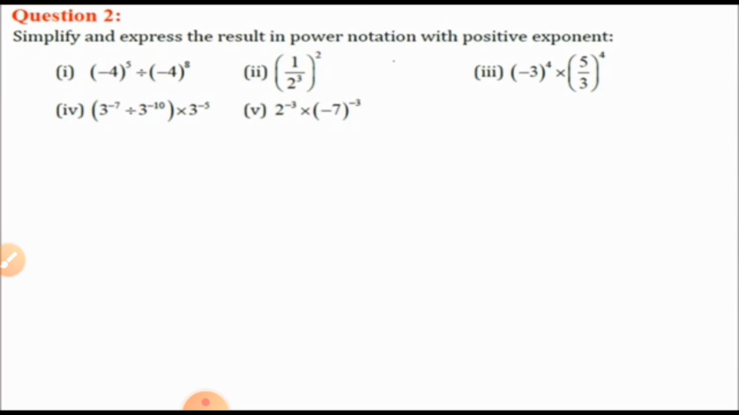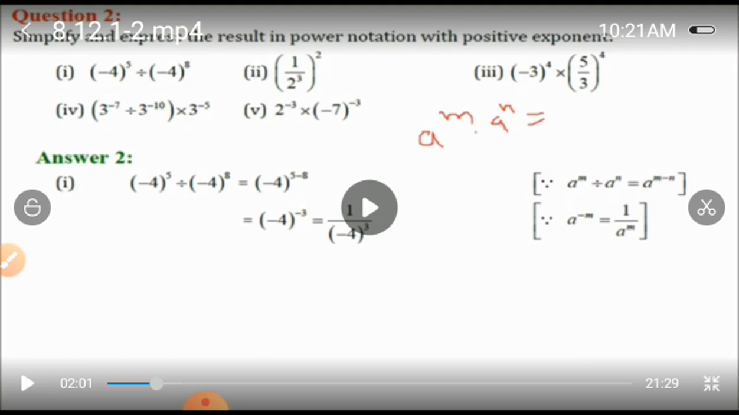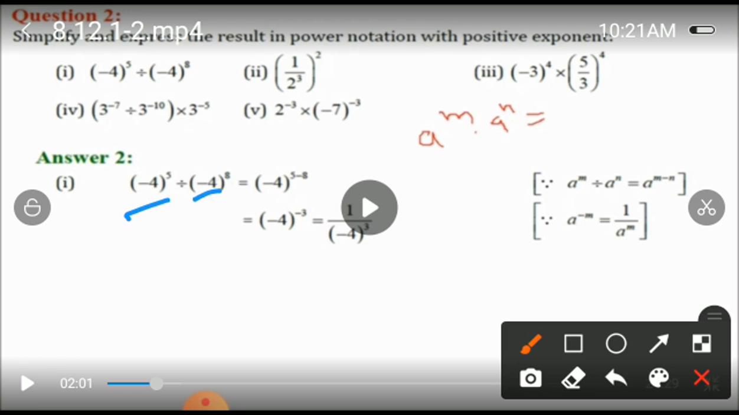Question number 2. Simplify and express the result in power notation with positive exponent. Students, here they ask us to write all the examples 1 to 5 in a positive way. Look at the first one: minus 4 raised to 5 divided by minus 4 raised to 8. Now what will be here? Minus 4 is the common base.